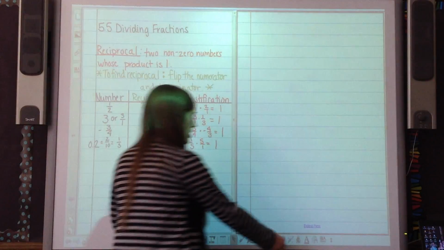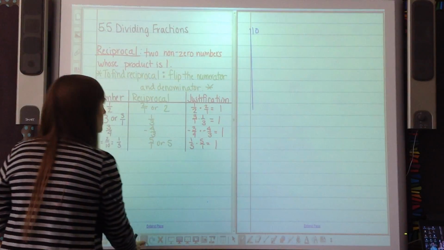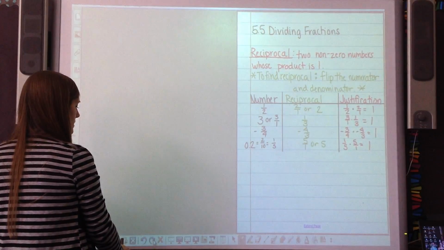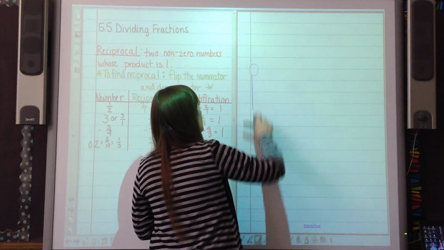So here are my instructions to divide fractions. Let's see here. Sorry about this. Hold on. Just trying to get rid of this.